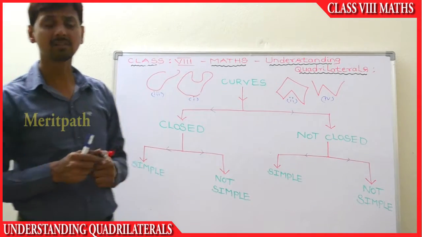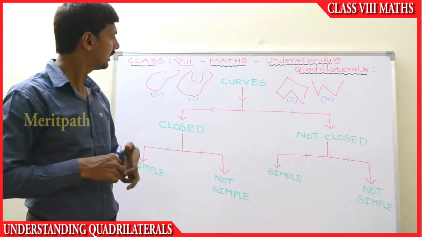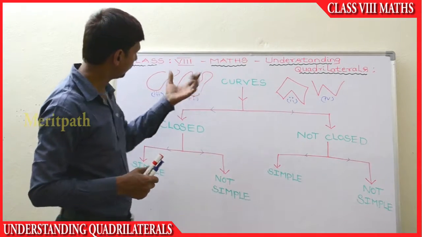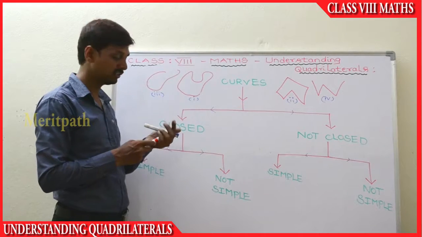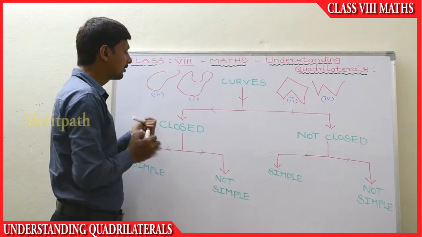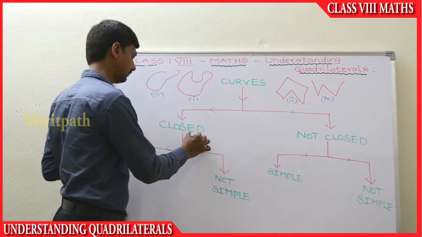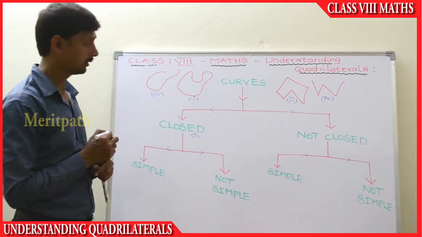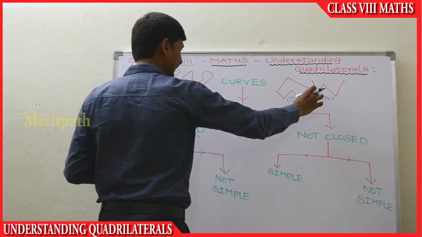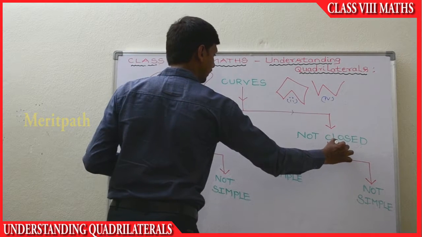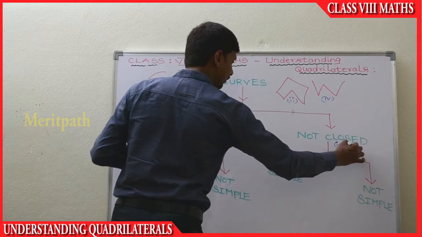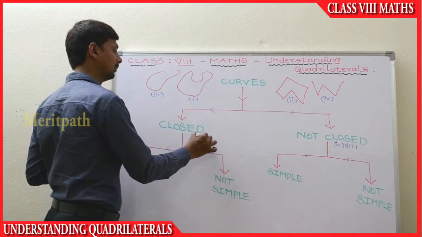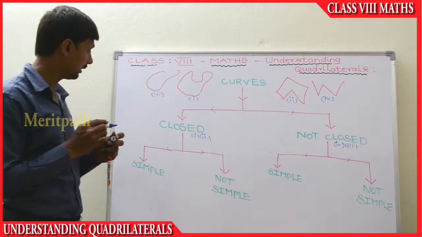So we have discussed the curves, and curves can be open and closed. Sometimes it can be open, sometimes it can be closed. We have seen the picture of 1. That 1 is called a closed curve, and this is also closed. So this is an open curve. The fourth one is open, and the third one is also open. Here, 1 and 2 are closed. These two we call closed.